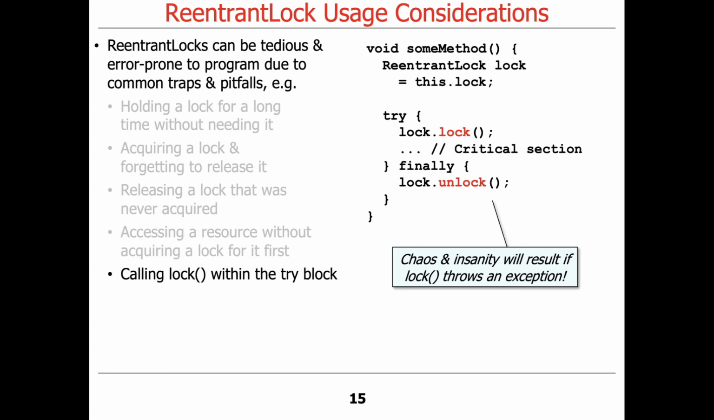And then another problem is to call lock within the try block. Don't call lock in the try block. If lock happens to throw an exception for some strange reason, then chaos and insanity will result because unlock will be trying to unlock a lock that was never fully acquired in the first place. So that's why I always tell you, move the lock to before the try, but put the unlock in the finally. And I realize that's a subtle thing, but it's important to remember how to do that.